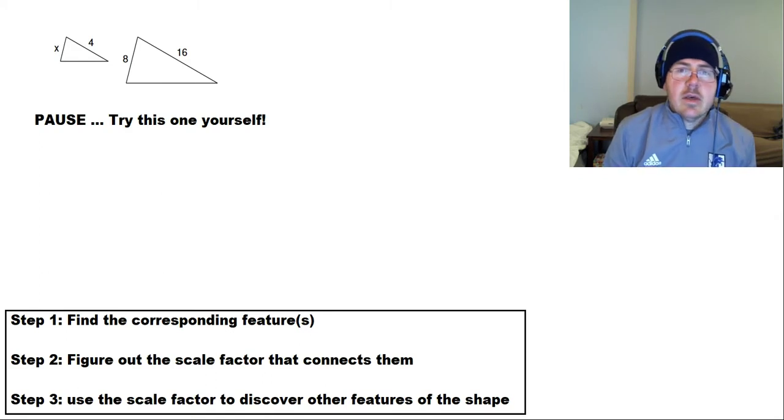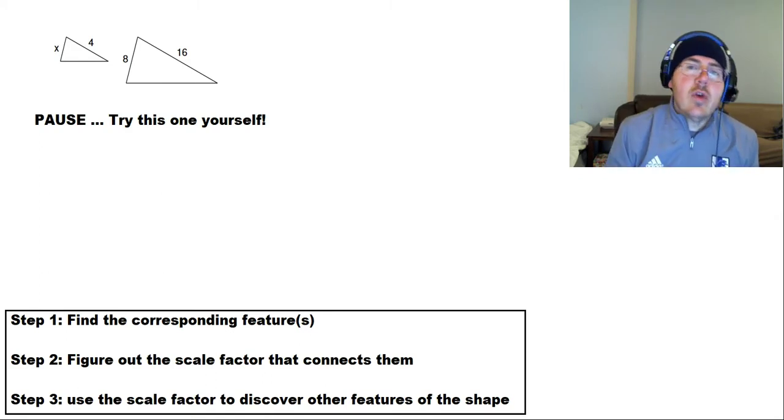Okay, here you go. I want you to solve for x on this problem. Follow the step-by-step procedure. Identify the features that correspond where they give you information. Use reasoning to write a little equation, figure out what the scale factor is. How do I go from one to the other? And then take that information and apply it to the other features so you can figure out what's missing. So pause it now, and we'll see if you got it right.